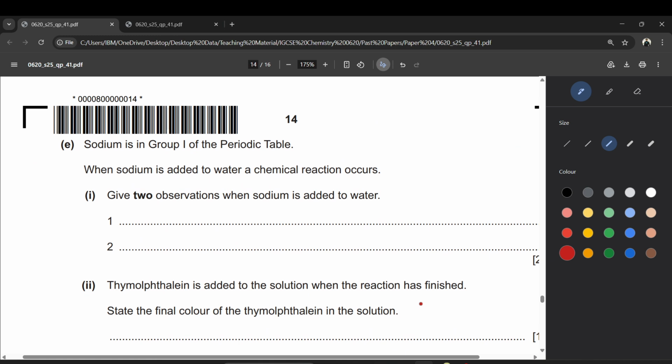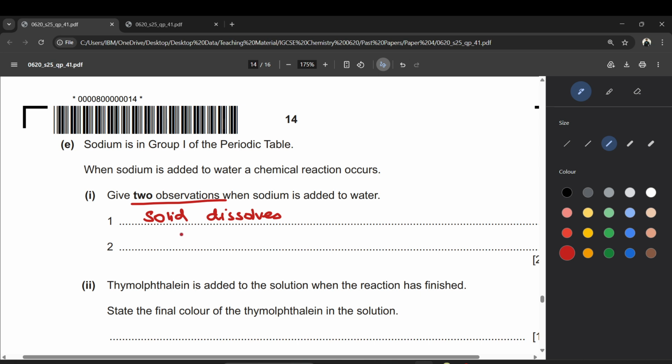Then the last part of this question is: sodium is in group 1 of the periodic table. When sodium is added to water, a chemical reaction occurs. Give two observations when sodium is added to water. Again, you have to give the observation, something that you can see. So the first thing we can see is that the solid dissolves or disappears.